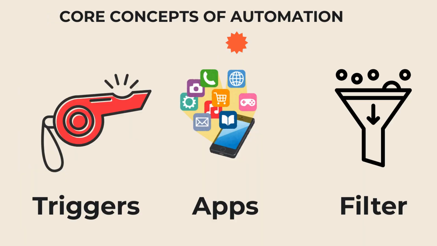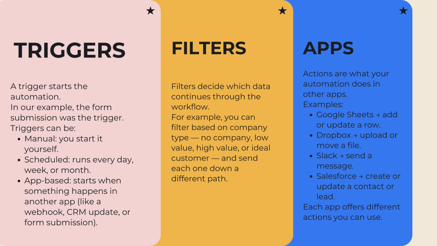That's automation. There are three core concepts of automation. First is triggers, second is filters, third is apps/actions. Let's look at some key terms you'll need to understand. 1. Trigger. A trigger starts the automation. In our example, the form submission was the trigger.